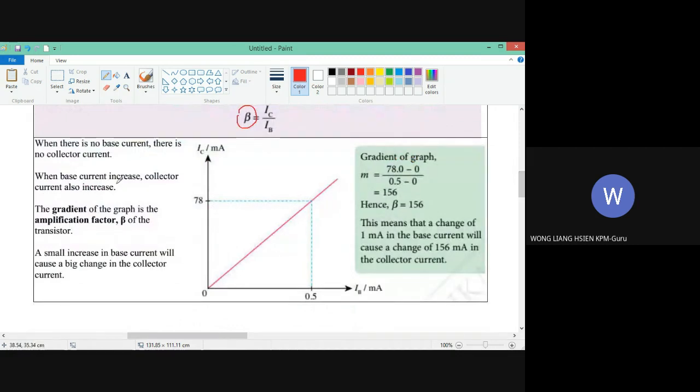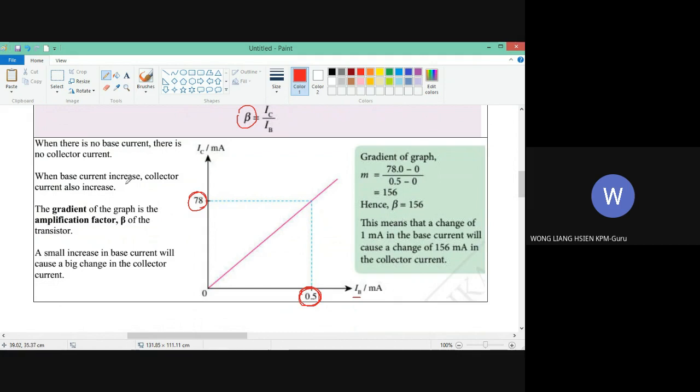Alright, so look here. This is the base current. You see this base current is very small, 0.5 milliampere. But when the base current is 0.5 milliampere, the collector current is 78 milliampere. So 78 divided by 0.5, you get 156. That means the collector current is 156 times higher than the base current for this transistor.